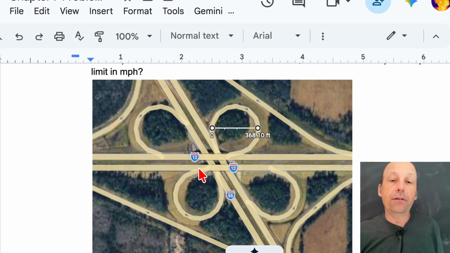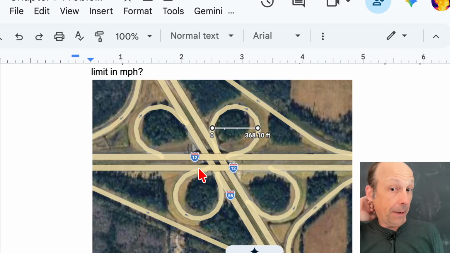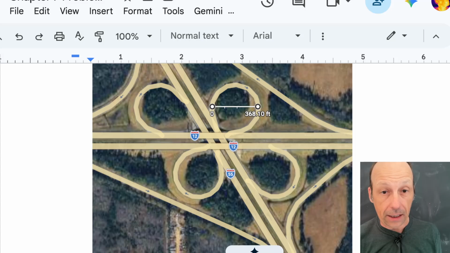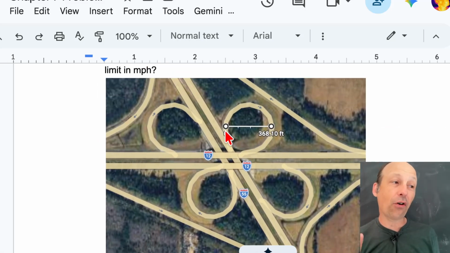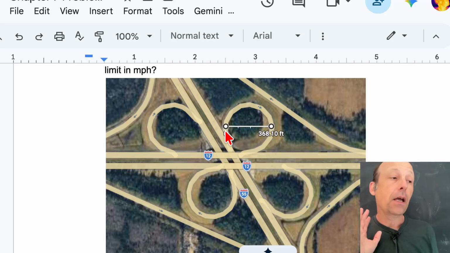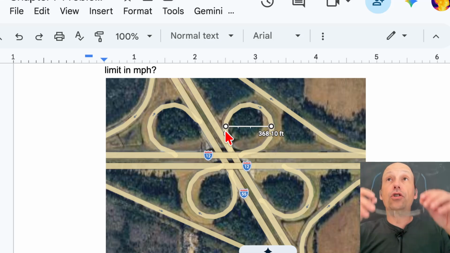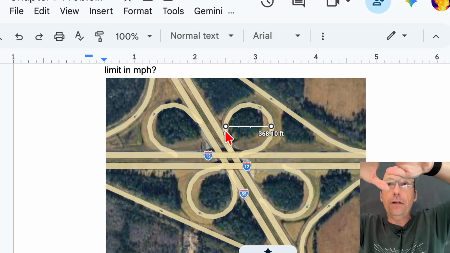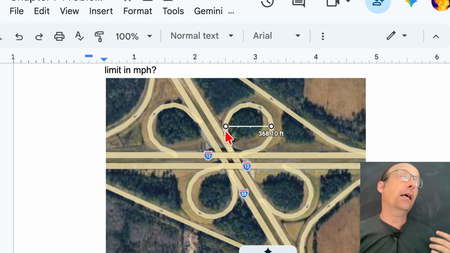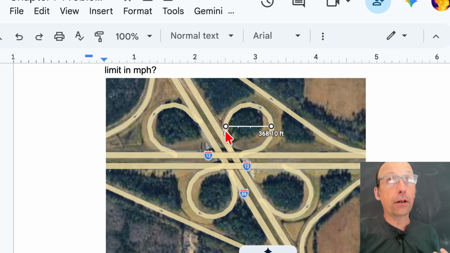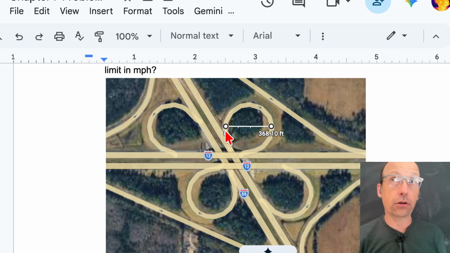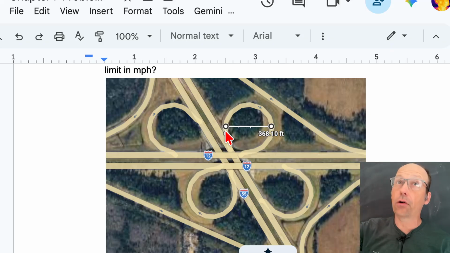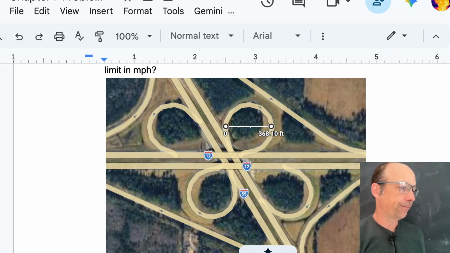A lot of these interchanges have these, and I actually measured this one. It's a 112 meter diameter. It's not perfectly circular, but it's good enough. We're going to make the assumption that it's banked. If it's banked at 10 degrees, what speed limit should you put to go around that interchange without having any friction at all? It could be a completely icy road and you can still make that turn. That's what we're going to do.